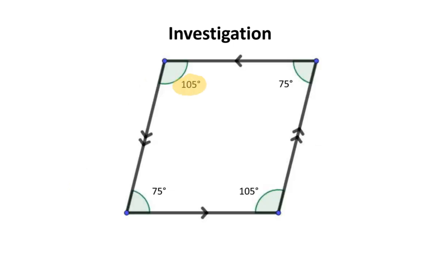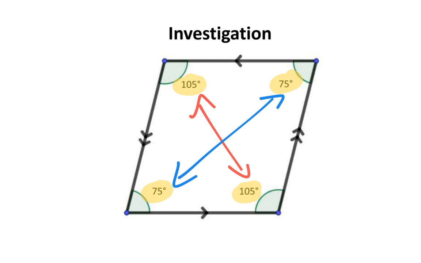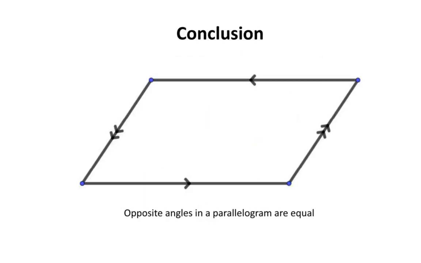Again, take a look at the interior angles of this parallelogram. You'll notice that opposite angles are equal once again. Therefore, we can safely conclude that opposite angles in a parallelogram are equal.